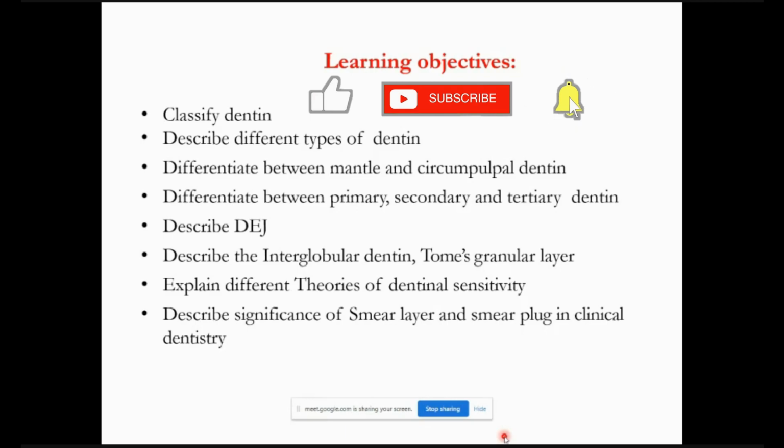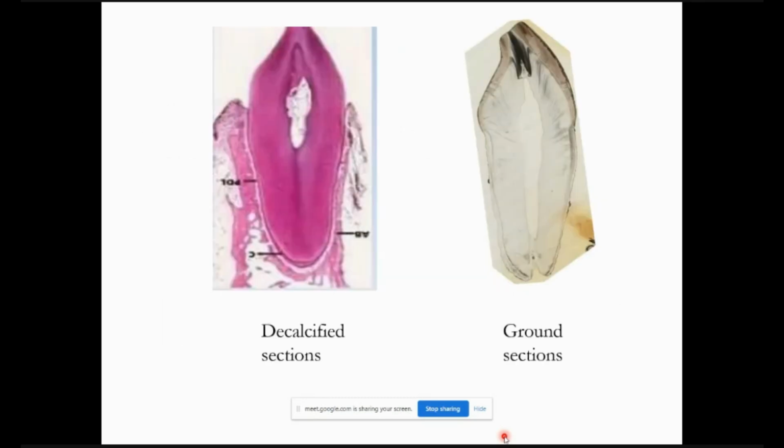And there are different theories of dentinal sensitivity. You know how you feel sensitive teeth when you drink cold things, or when you're eating ice cream or something. So that is something we're going to look at. And clinically, when you go to the clinics, there's something called smear layer and a smear plug. So we'll see what that is. This is related to operative dentistry.